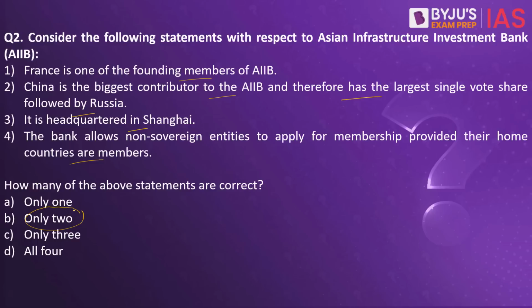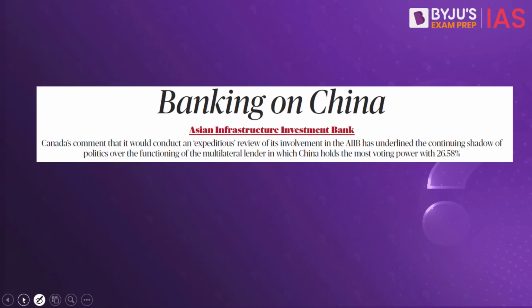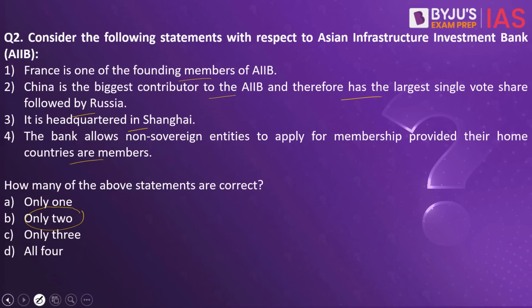Why have we taken this practice question? Because this article in The Hindu makes a reference to Asian Infrastructure Investment Bank, which is why we have taken this practice question. Let us try and understand what are these statements. When you look into the first statement, France is one of the founding members of AIIB. There are as many as 57 members which are part of the AIIB. Initially, when it was formed, there were many countries which had become the founding members of AIIB. In that, we have some of the Western countries like France, Germany, and so on and so forth. So the first statement is right.